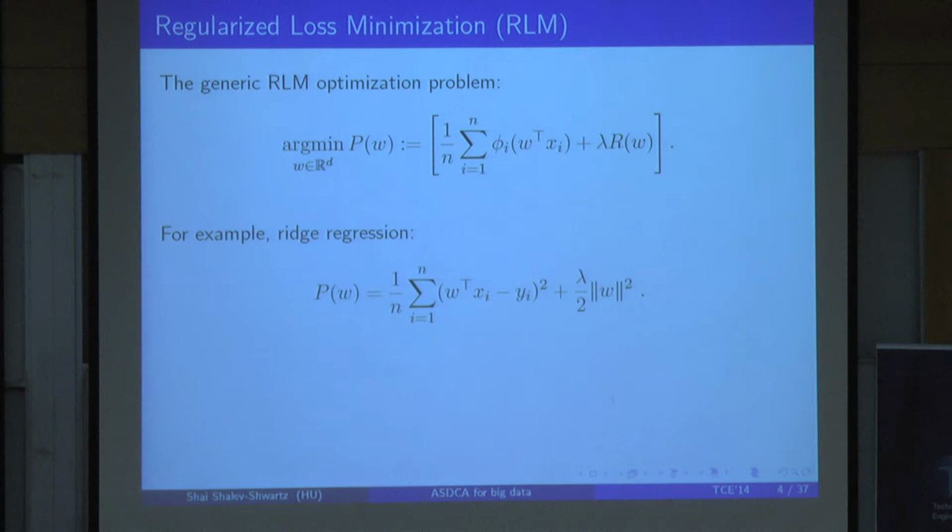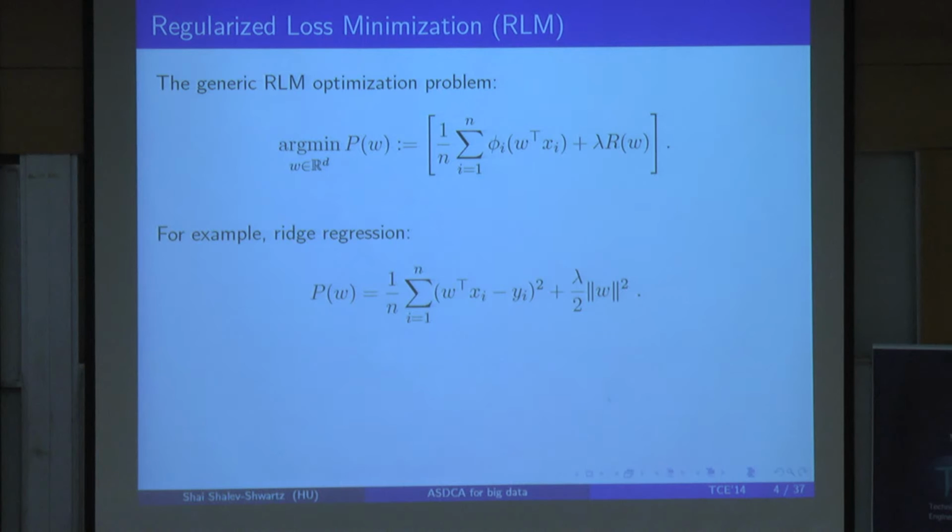Okay, so let me give a concrete example, which is the simplest example, ridge regression. In ridge regression, our examples come with labels yi, which are just scalars. So we take the inner product between w and xi, which is a scalar. We subtract yi, and then we take the square. So this forms the loss part, and the regularization part is simply the squared Euclidean norm. Okay, so we have this type of optimization problems.